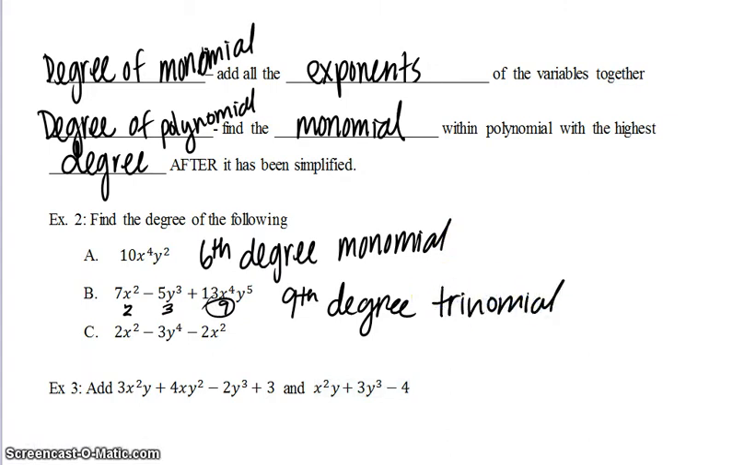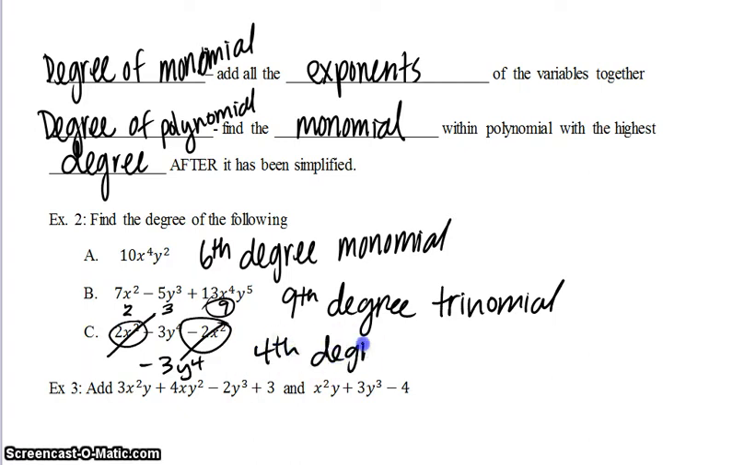Okay, so again, this is a trinomial. Oh, there's some like terms, so you see that? We have this like term, it's a 2x squared, and then minus 2x squared, so those cancel out. So we're actually just left with negative 3y to the 4th, which means that its degree is the 4th, so that's a 4th degree trinomial.